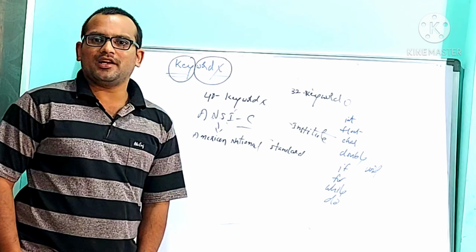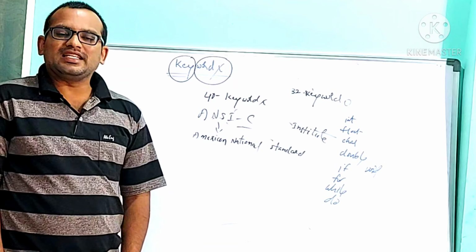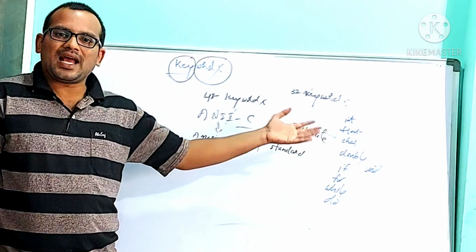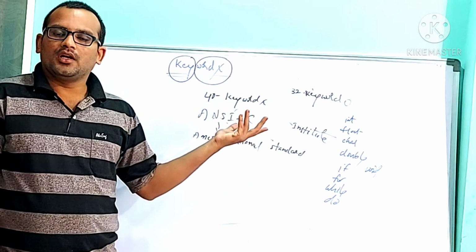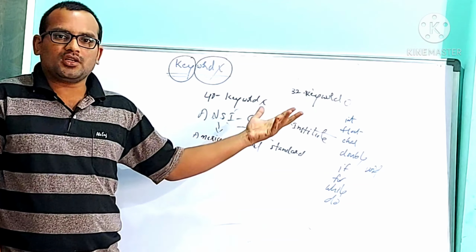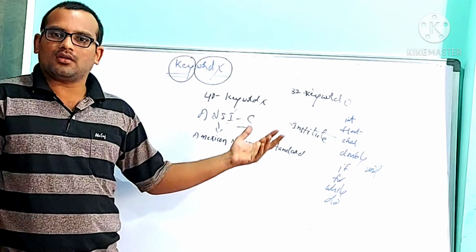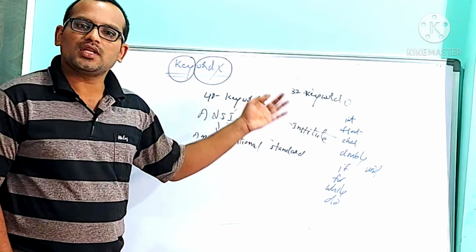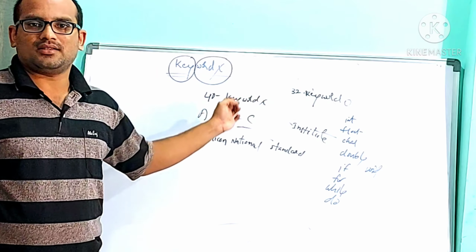I told you, what is an identifier? Identifier means it is a name given by the user. You cannot use these keywords as the name of a variable, name of an array, name of a string, name of a structure, name of a union. Correct or not? Means what I am telling you, keywords cannot be used as identifiers.